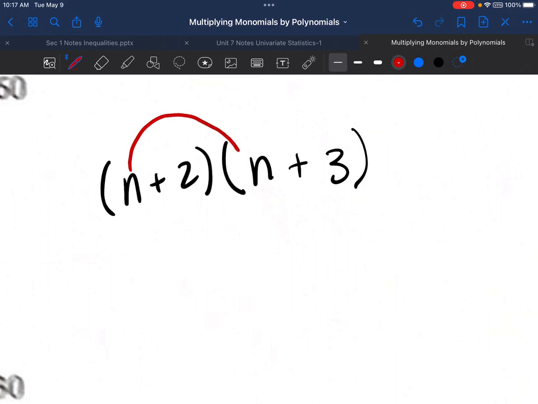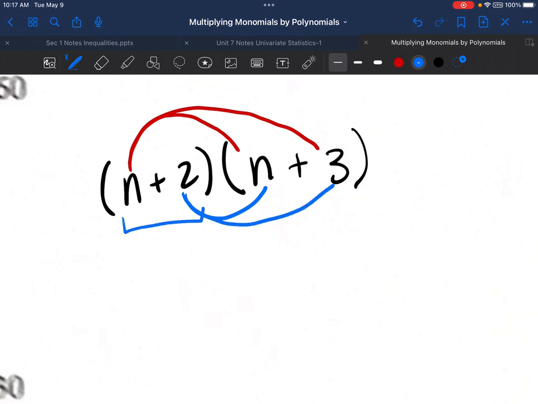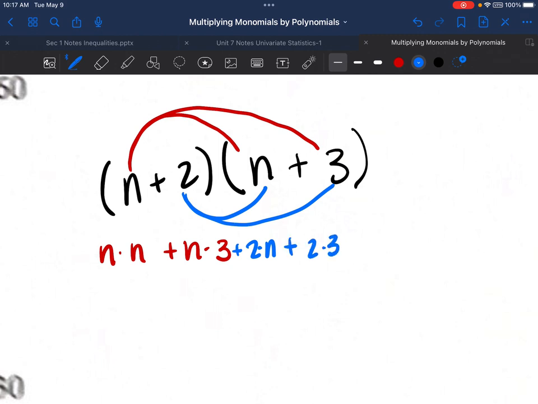I know that I need to distribute both of the terms in the first parenthesis to both of the terms in the second parenthesis. Okay, well, let's do this. So what I've got here is n times n plus n times 3. Then the blue stuff is going to be 2 times n plus 2 times 3. Oh my gosh, I almost gave you the answer there. So if I pull this all together, I'm going to have n squared plus 3n plus 2n plus 6.